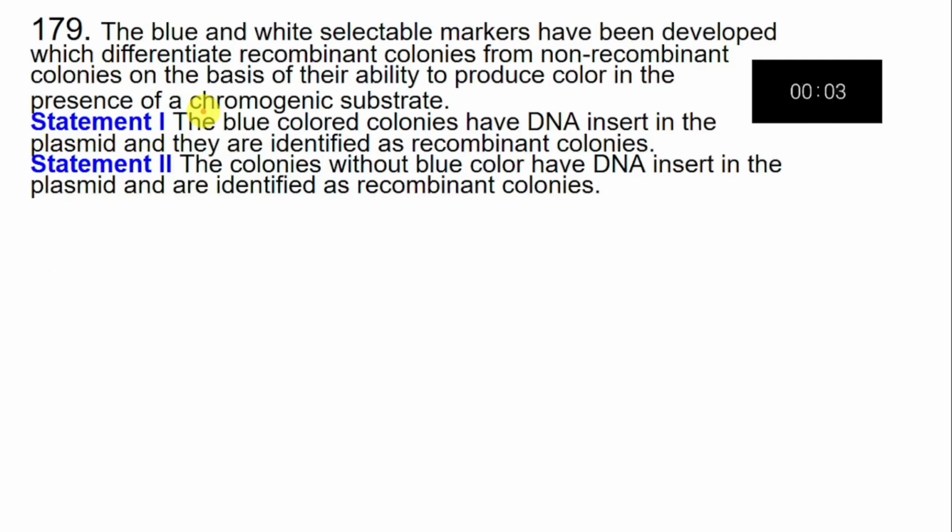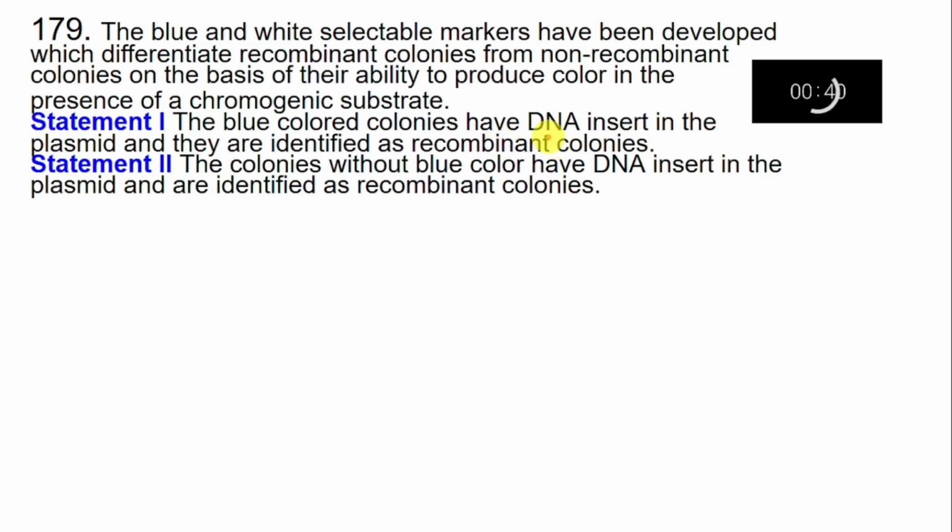The blue and white selectable markers have been developed which differentiate recombinant colonies from non-recombinant colonies on the basis of their ability to produce color in the presence of a chromogenic substrate. Statement 1, the blue colored colonies have DNA insert in the plasmid and they are identified as recombinant colonies. This is incorrect. If they have DNA insert, this insert will cause inactivation of the enzyme, and in the absence of enzyme, no color will be produced. So blue colored colonies are non-recombinant, they do not have insert.